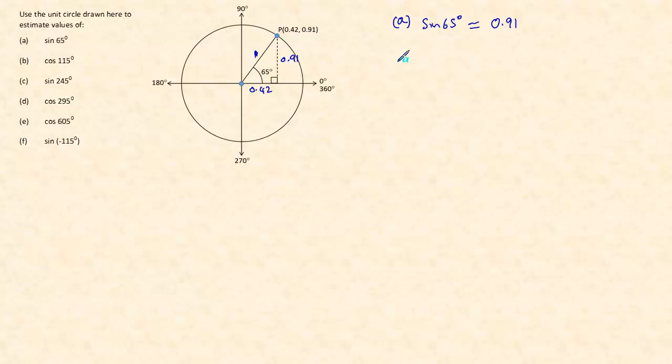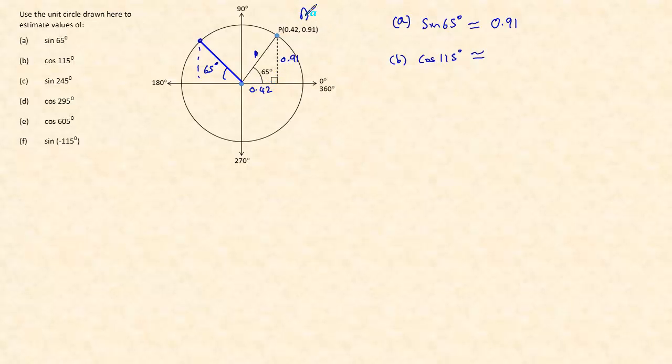Now, the next thing we want is cos 115 degrees. 115 degrees would be over here. 115 add 65 is 180, so the associated acute angle here is 65. And of course, that means we have the same proportions as this triangle here.